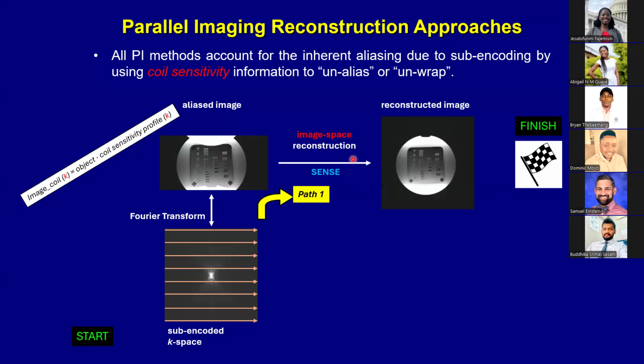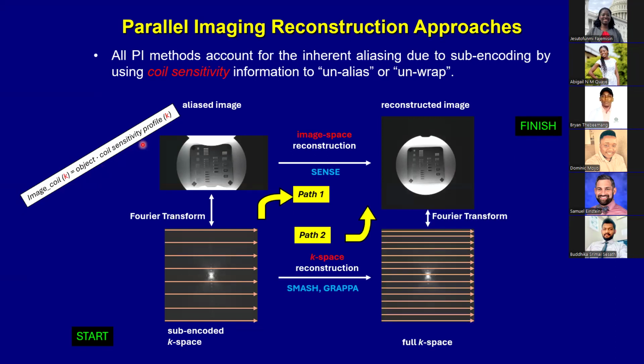And then with the sensitivity encoding methods, or SENSE, we go through image space and we try to reconstruct the image. And I'll explain how we do this later, but the finish line is the fully encoded image, and we show a phantom here. So again, remember this equation: image coil is equal to the object weighted or multiplied by the coil sensitivity profile. The other way to do it, which I'm not going to illustrate, but of course Joe is the expert here on this.